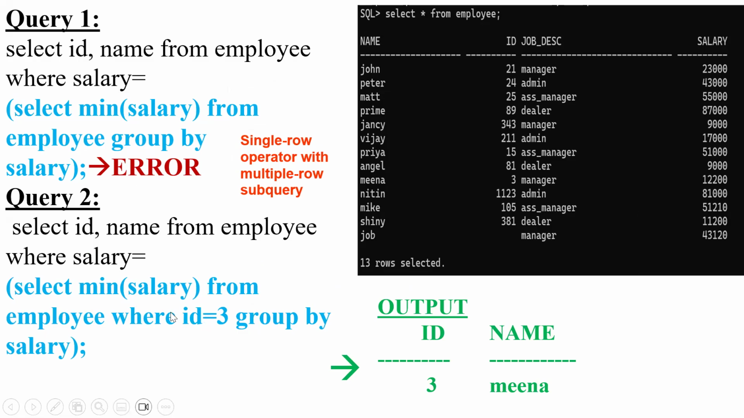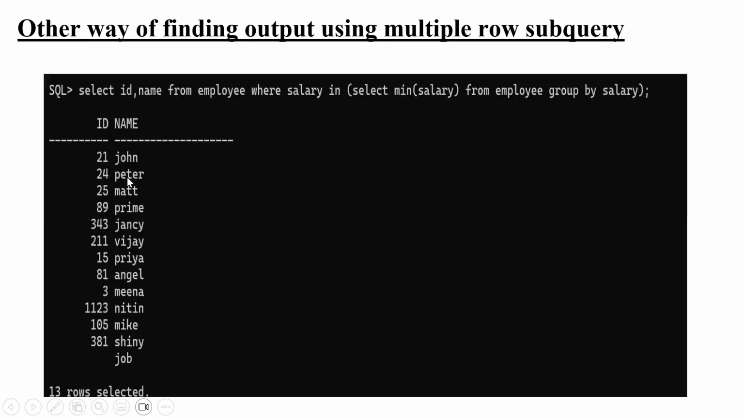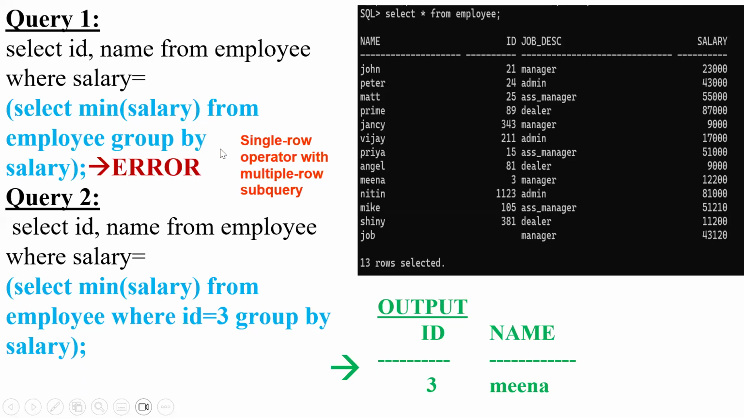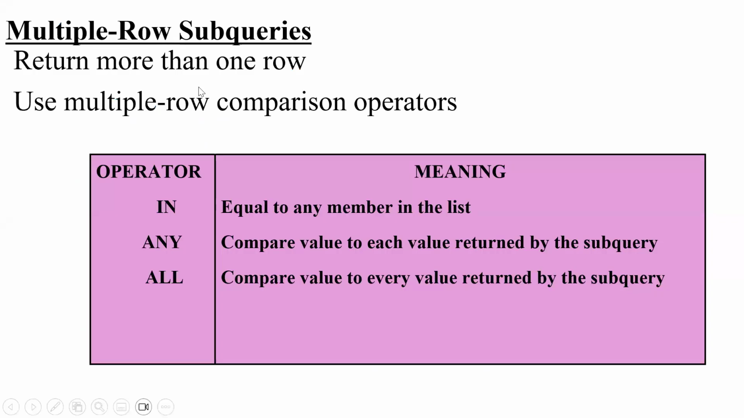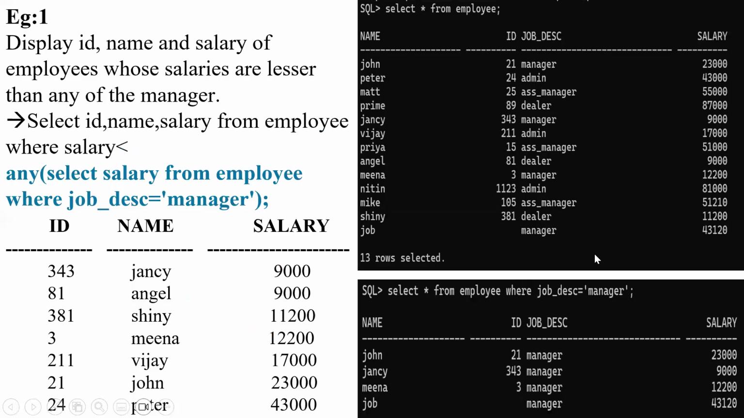But when I use specifically where ID is equal to 3 and group by salary, it will result in an answer, because it is specifically asking for ID equal to 3. If you give a specific column value, you can get the answer. But if it is for a group, when your inner query results in multiple rows, it is not applicable with single row operators and cannot be used. For that you have to use multiple row subqueries, where the operators are IN, ANY, ALL. That is, your inner query can have multiple rows. IN is equal to any member in the list; ANY compares each value and returns. I'll show with an example.